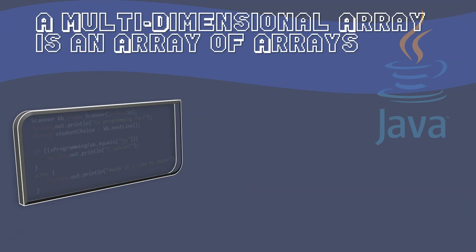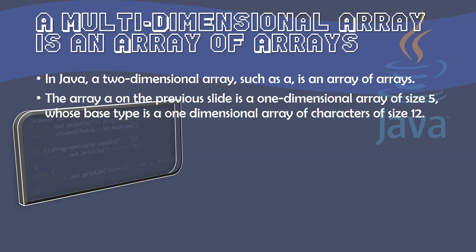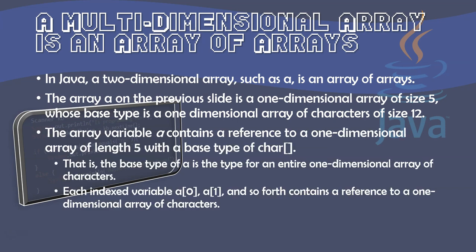Now, a multi-dimensional array is also an array of arrays. In Java, the way it works is that a two-dimensional array, such as the array A that we looked at, is an array of arrays. The array A, on the previous slide, is a one-dimensional array of size 5, whose base type is a one-dimensional array of characters of size 12. The array variable A contains a reference to a one-dimensional array of length 5, whose base type is a char array. That is, the base type of A is the type for the entire one-dimensional array of characters, and each index variable, A[0], A[1], and so forth, contains a reference to a one-dimensional array of characters.